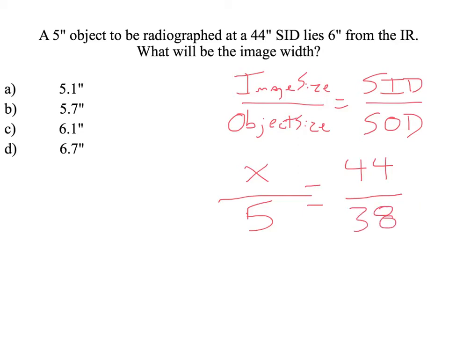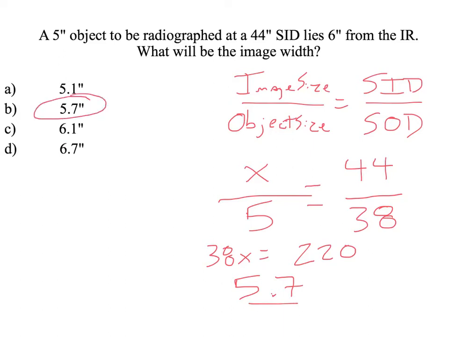So this gives me 38x equals 5 times 44, right? 220. So if I divide 220 by 38, I get 5.7 something. So there's my answer. B is the answer.